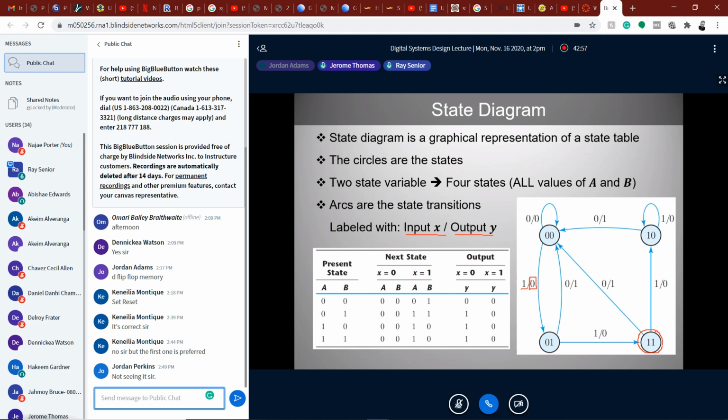Fine. How about the other value of x while I'm at state 1, 1? Can anybody else tell me about that one? I want someone else to tell. It goes back to 0, 0. And the output is 1. All right, so that's the full description. What about when it is at 1, 0?